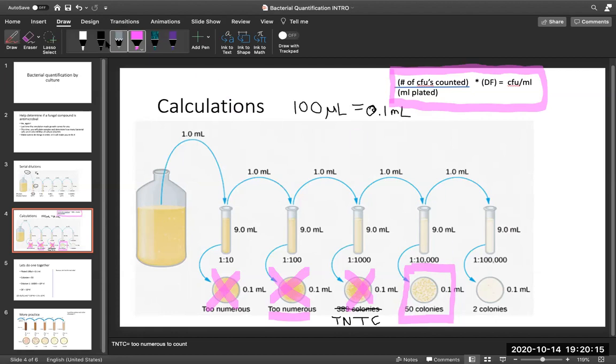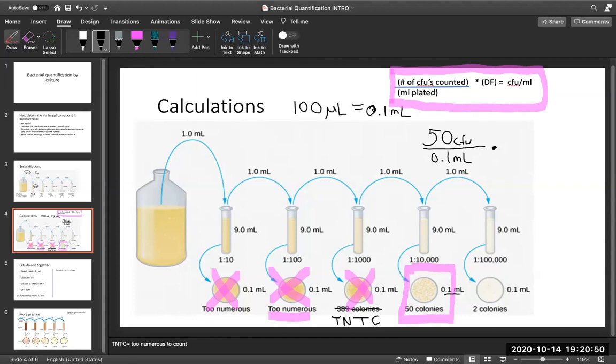So then we could do the calculation for that. So it's always how many CFUs you count. In this case, it's 50. And CFU is the unit that we use for colony forming units. And then how many mils did we plate? We plated 0.1 mils. So that goes right below, because that's kind of like a dilution in a way. We didn't plate the whole thing, we only plated a portion.